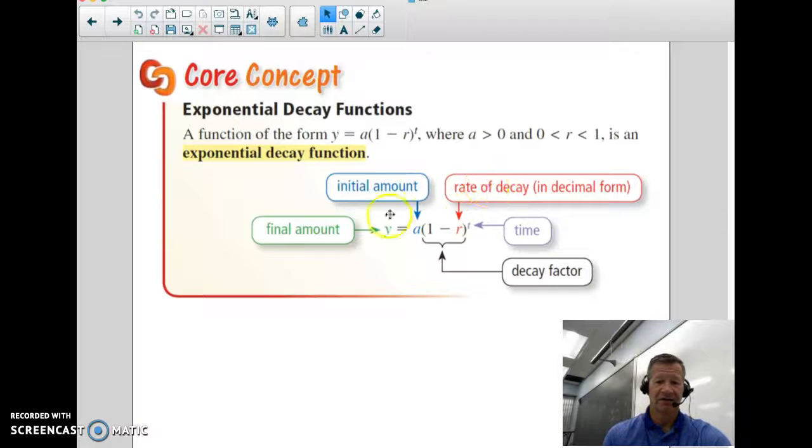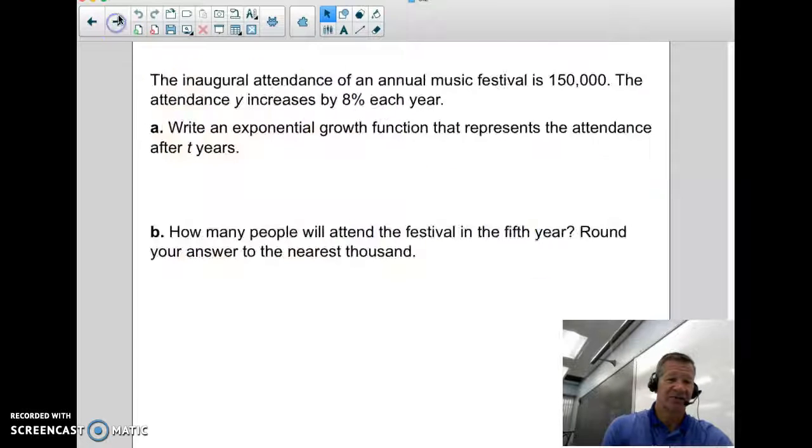So once again, those variables mean the same thing. The only difference is we're subtracting. So the amount that we start with will decrease instead of increase because the rate is a number smaller than 1. So let's try an example here.